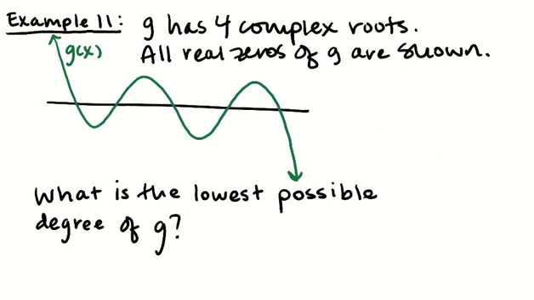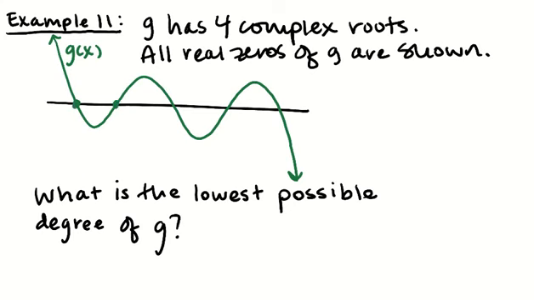All right, and the last one I've got for you is one where they're going to give you a graph. And it's going to say, here's a picture of all of the zeros of some function g of x. They'll also tell you, by the way, g has 4 complex roots, or some other even number of complex roots. And they'll ask, what's the lowest possible degree?